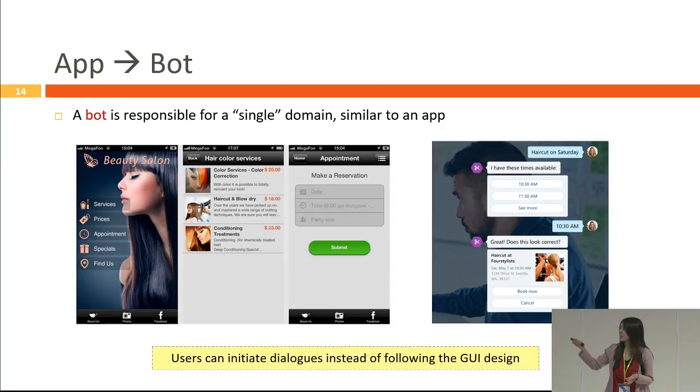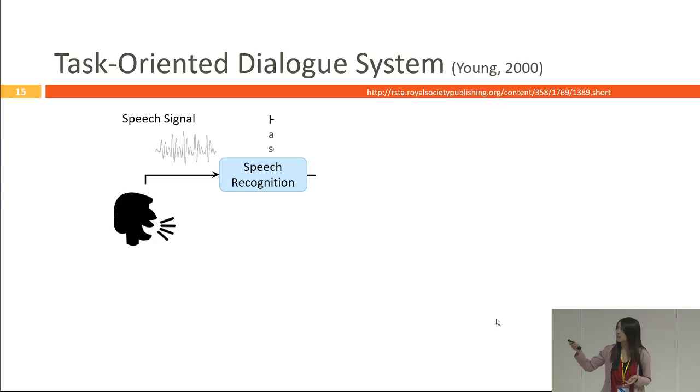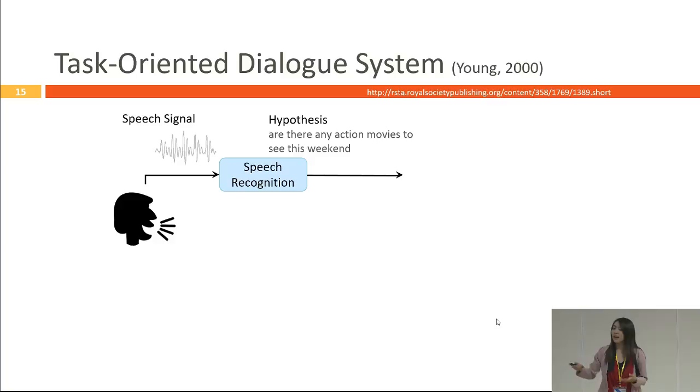So let's see the whole framework of the task-oriented dialogue system. First, we need speech recognition to transcribe the speech signal into text. "Are there any action movies to see this weekend?" Or you can also allow the user to type in the sentence as text.